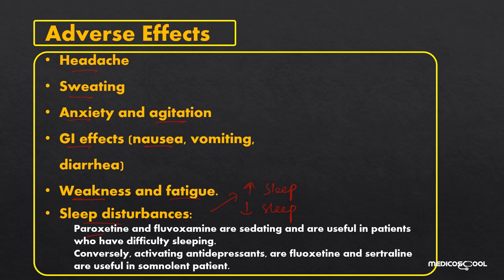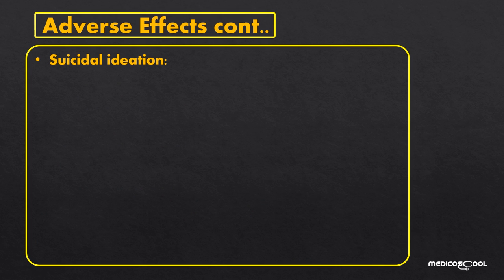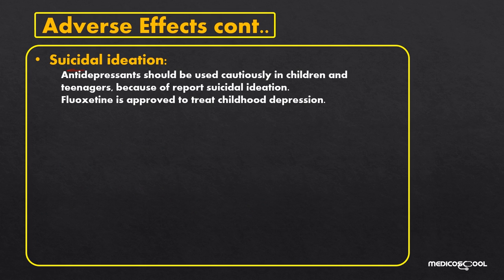So paroxetine and fluvoxamine increase sleep because they are sedating. So they are much more useful in patients who have difficulty in sleeping. Conversely, drugs like fluoxetine and sertraline are most useful in somnolent people who have increased sleep. So in order to reduce their sleep, fluoxetine and sertraline are given because they have an anti-sedating effect. The other side effect is suicidal ideation, and it is much more common in children and teenagers. This is an important point. Only fluoxetine is recommended for childhood depression.